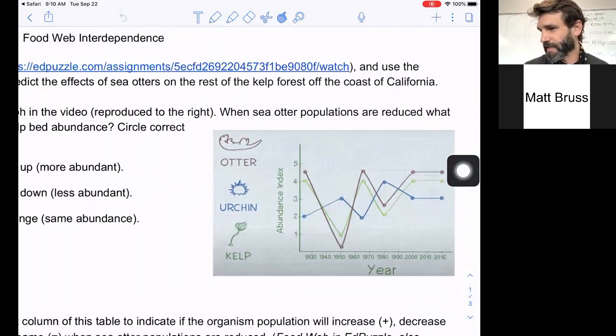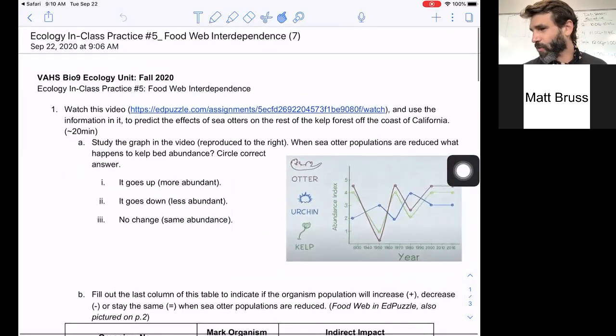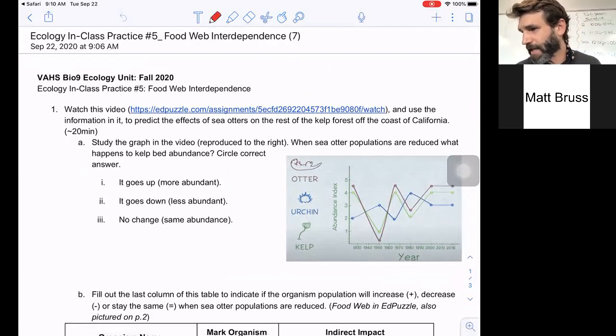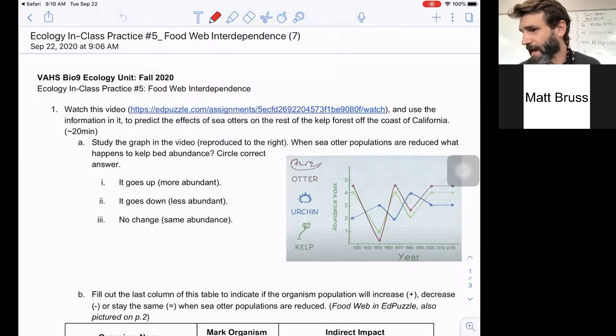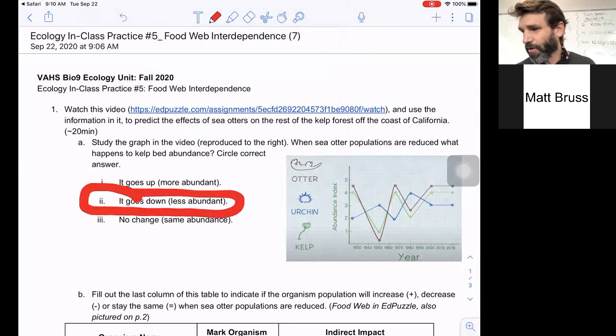All right, so I'm going to squeeze this down. So when sea otter populations are reduced, what happens to the kelp bed population? And let's just make this, when they're reduced, we'll keep it red actually, they go down, they are less abundant. So there we go, right there.